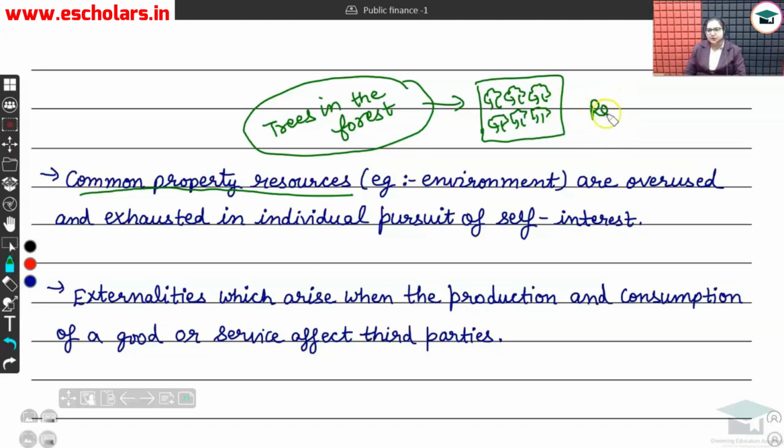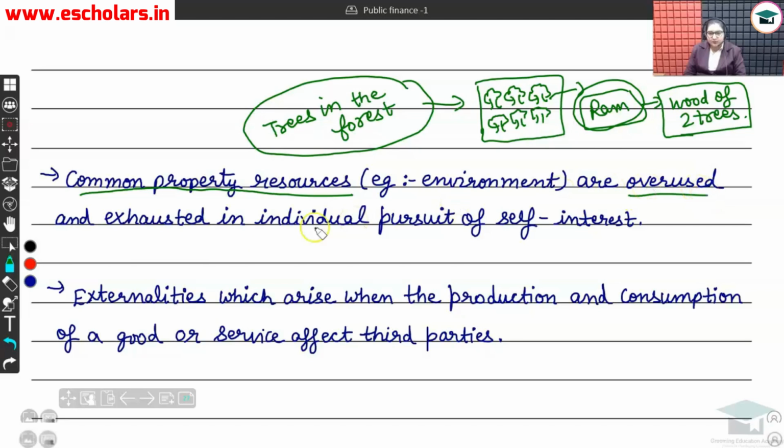Let's suppose there is a person named Ram. He requires the wood of 2 trees only, right? Since it is available to Ram free of cost, Ram will take the wood of more than 2 trees rather than the wood of 2 trees, right? So here in this case the resources are overused and exhausted in individual pursuit of self-interest. So common property resources lead to overutilization and exhaustion of the resources.